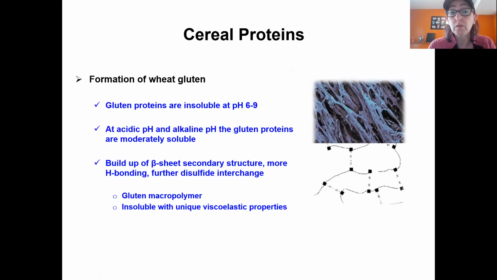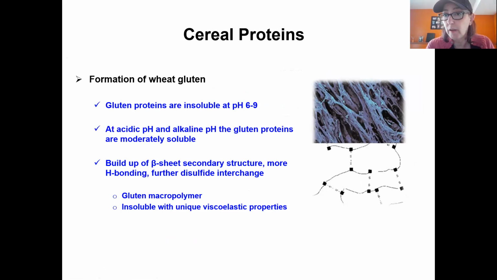So gluten proteins are insoluble at pHs between 6 and 9 due to their low concentration of acidic and basic amino acids. However, if we reduce the pH or increase the pH below or above that range, then they become slightly more soluble.